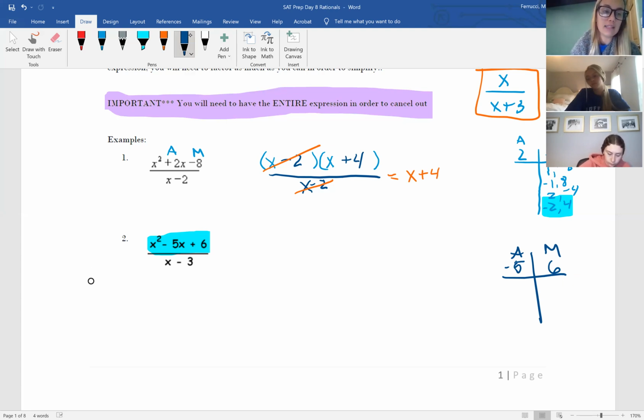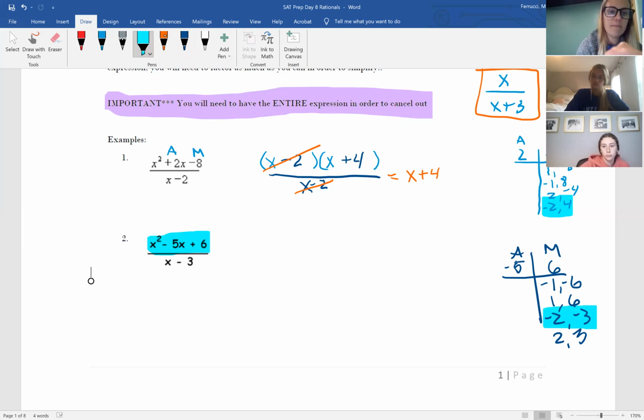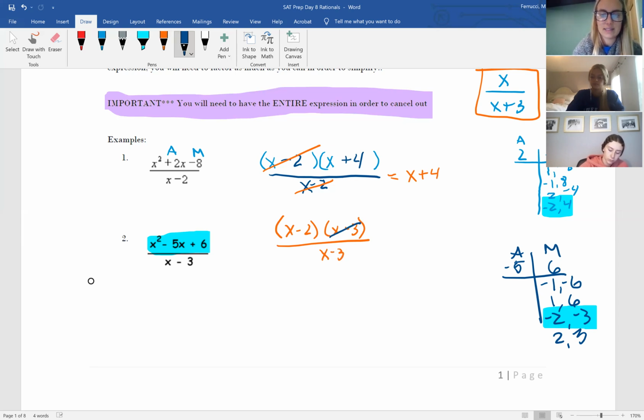So multiplying to a positive, meaning both signs are the same. So it would have to be like a -1 and a -6, +1 or +6, -2, -3, or +2, +3. So the only one that gives you a -5 when you add them together is this guy. So it's x minus 2, x minus 3, all over x minus 3. These guys cancel and you just end up with x minus 2.